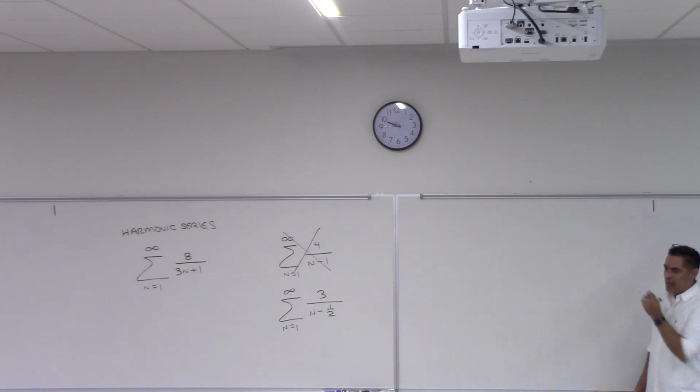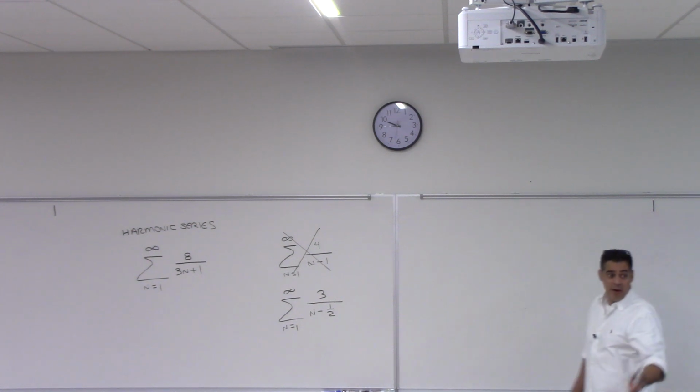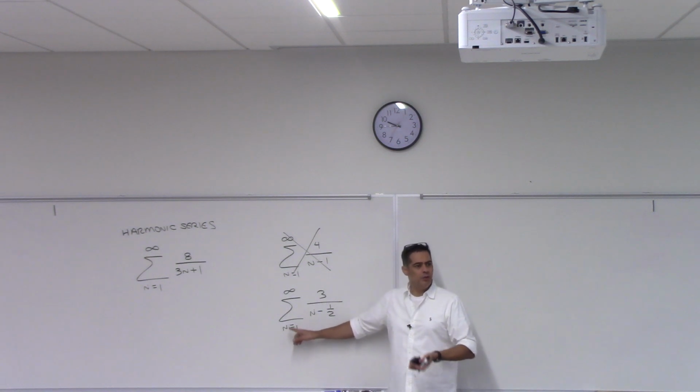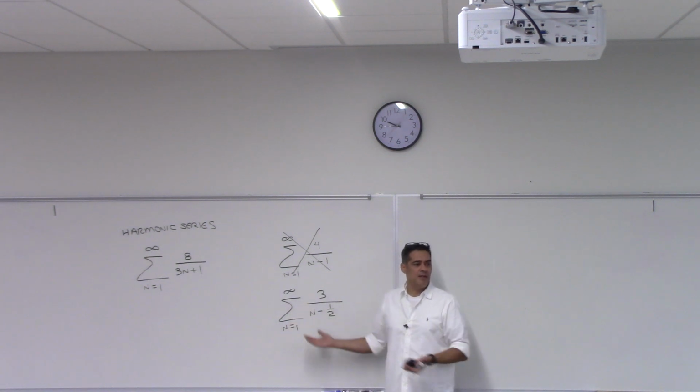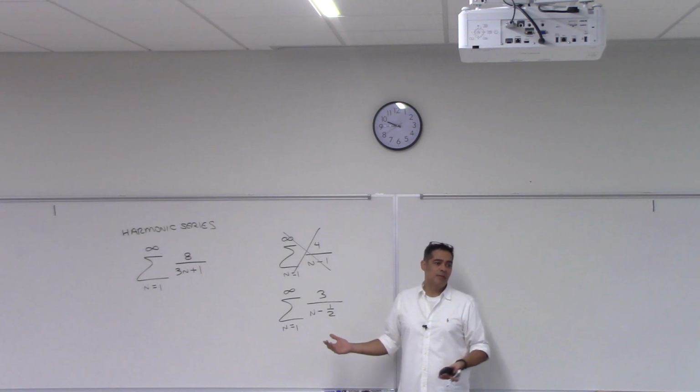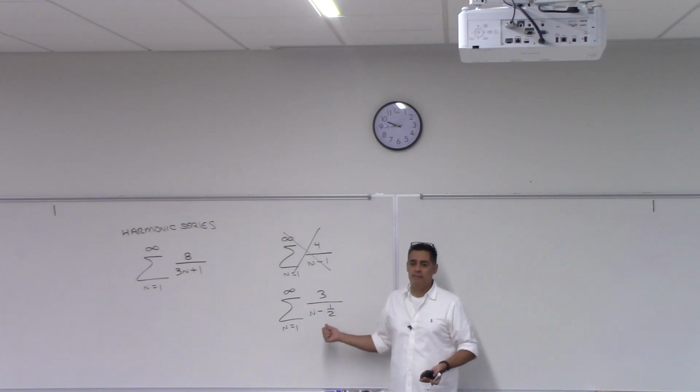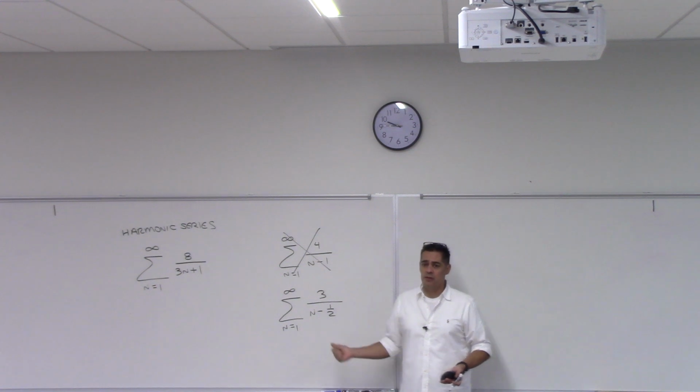Is there any value of n you could plug in where this thing would be undefined? If you plug in 1/2, right? But what are our n values going to be? 1, 2, 3, 4, 5, 6. They're never going to be that, right? It would have to be a whole number. So this would be harmonic, all right? This would diverge.